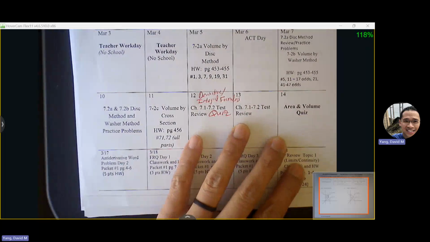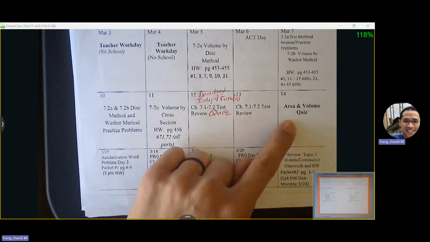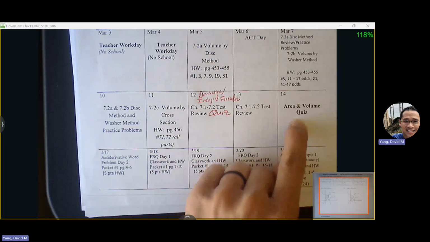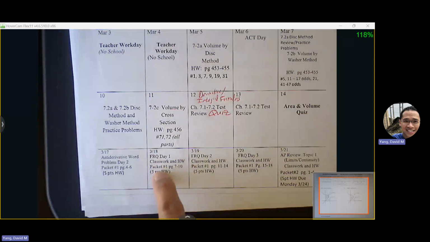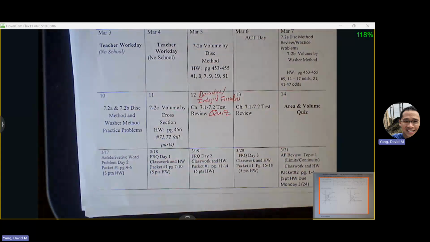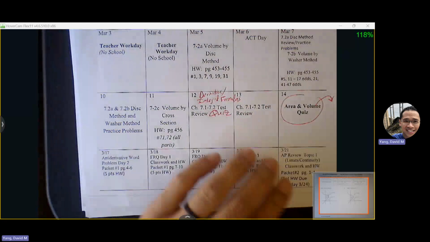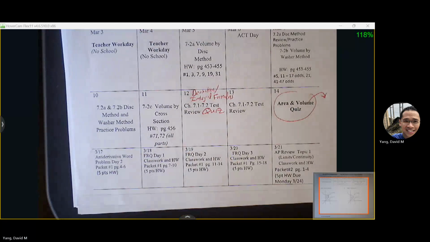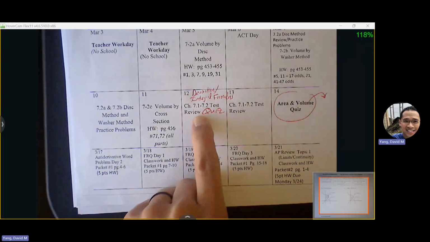And I need to get in a quiz grade before the 14th, but it's a little too soon. I don't want to do this area volume quiz. I want to have more time for this. I'm going to push this out to sometime, maybe Tuesday or Wednesday. But I think it's a good, so I don't know what date this is yet. We'll see when this is. But I do need to get a quiz here.